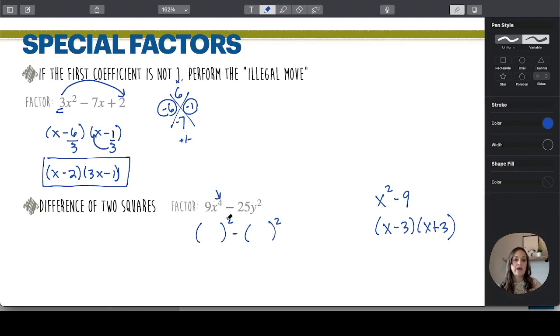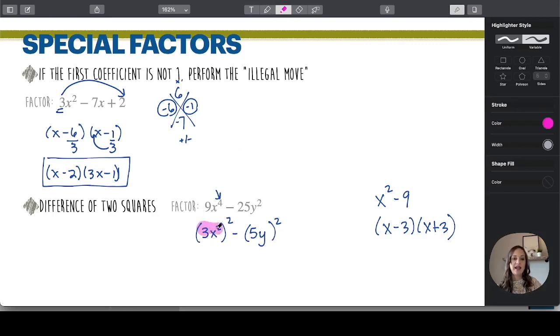So what squared will give me a 9? And the answer is 3, because 3 squared gives me 9. And then what squared gives me x to the 4th? It is x squared, because x squared squared will give me x to the 4th power. And then over here, what squared will give me 25? And the answer is 5, because 5 squared is 25. And then y, because y squared gives me y squared.